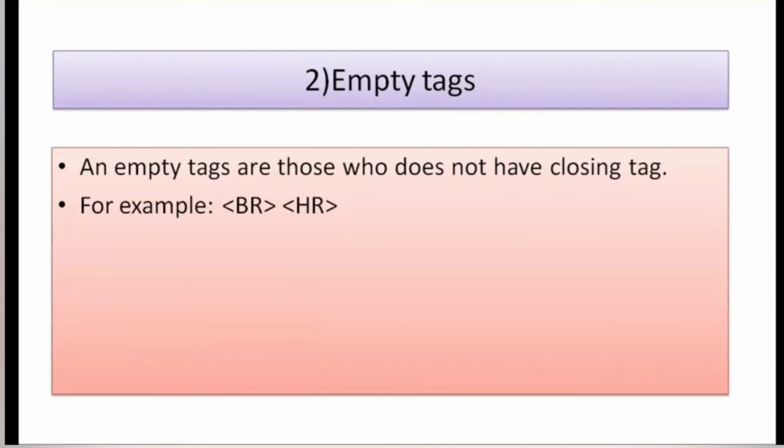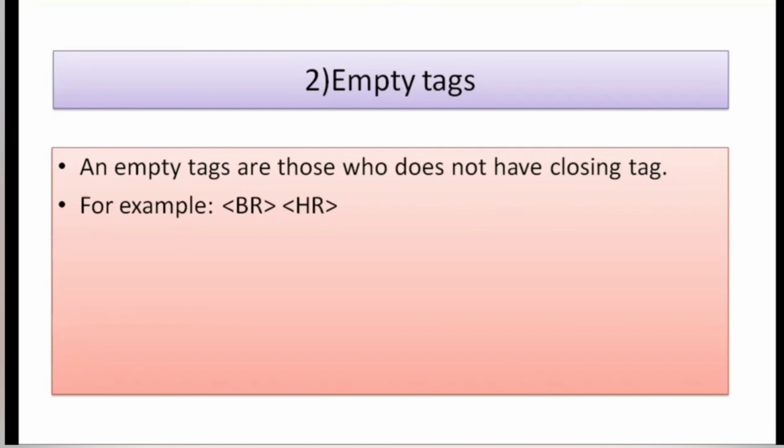Second type of HTML tag is the empty tag. Empty tags are those tags which do not have a closing tag. For example, the BR tag and the HR tag. BR tag stands for break and HR tag stands for horizontal rule. We will see all these tags in detail.